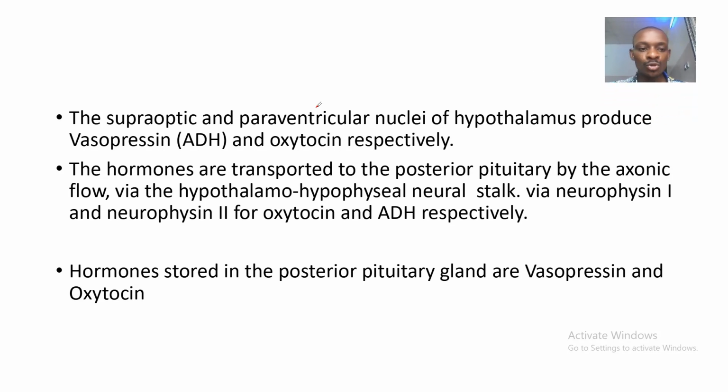So the supraoptic and the paraventricular nuclei of the hypothalamus produce what? Vasopressin, that's the antidiuretic hormone, and oxytocin, respectively. The hormones are transported to the posterior pituitary by axonal flow, via the hypothalamo-hypophyseal neural stalk, with neurophysin 1 and neurophysin 2 for oxytocin and the antidiuretic hormone respectively. So the hormones stored in the posterior pituitary gland are vasopressin and what? Oxytocin, produced in the hypothalamus and transported via the hypothalamo-hypophyseal neural stalk.